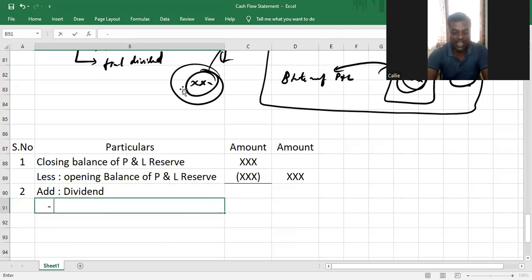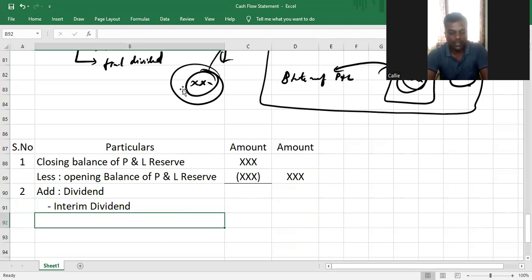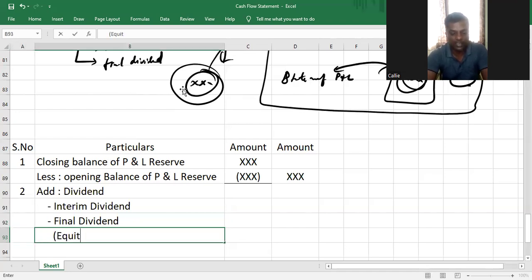Now, dividend, we'll have interim dividend and we'll have final dividend. Both interim dividend and final dividend will include equity and preference dividends. What is the difference between interim dividend and final dividend? Final dividend is the amount of dividend paid to the shareholders after the end of the financial year, after the approval of the shareholders.